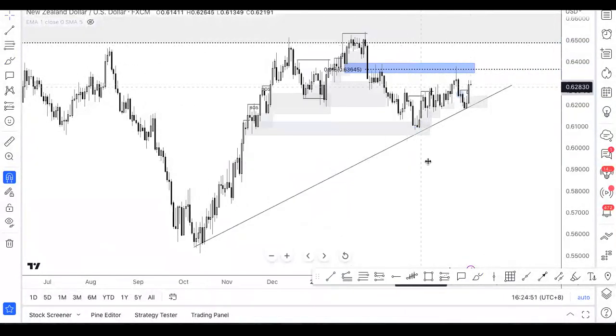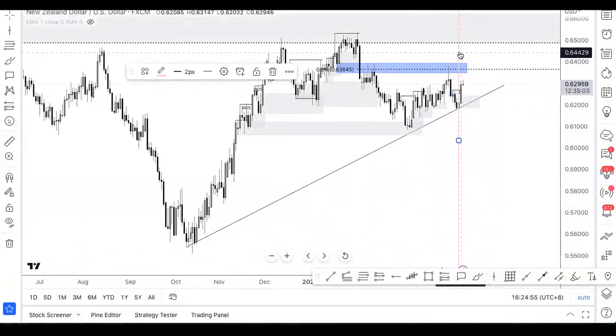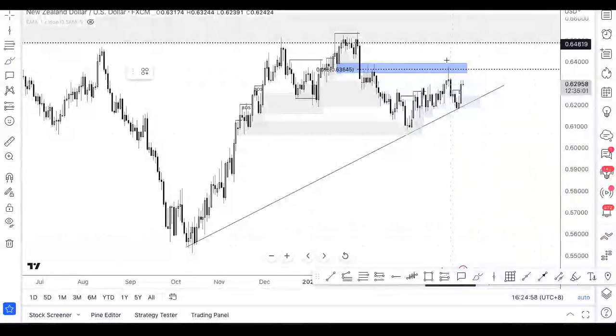So in this example, you can see the 61.8 lines up very nicely. In fact, we saw a rejection of this level once. So this is the picture, or rather the target for me on the daily time frame.